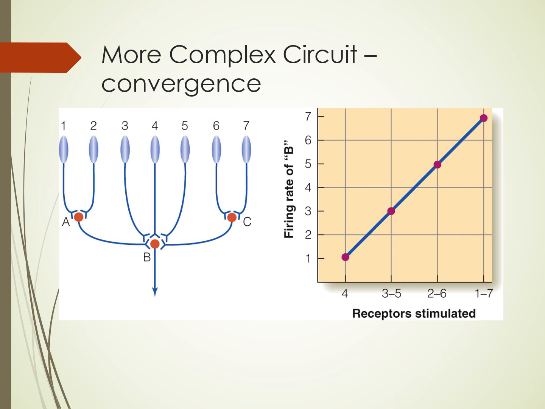I take that bar of light out farther, so it's hitting 3 through 5. Now B is firing at a rate of 3. Take that bar out longer, so it's hitting cells 2 through 6. Now I'm going to fire at a rate of 5. And if I take that bar out even farther to hit 1 through 7, B is going to fire at a rate of 7. So this allows for that convergence.